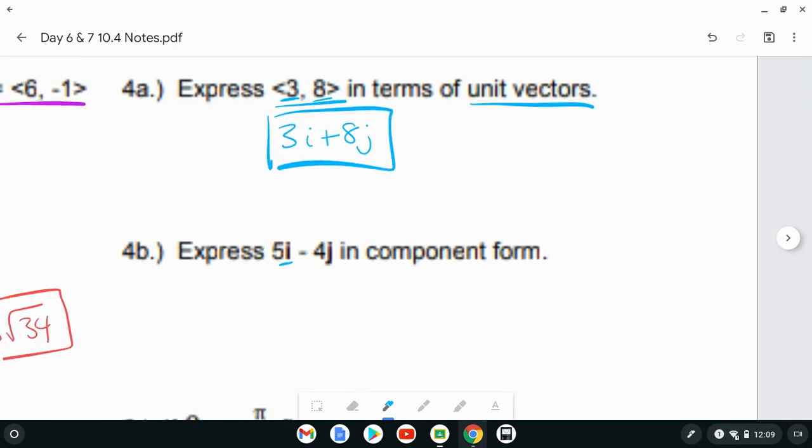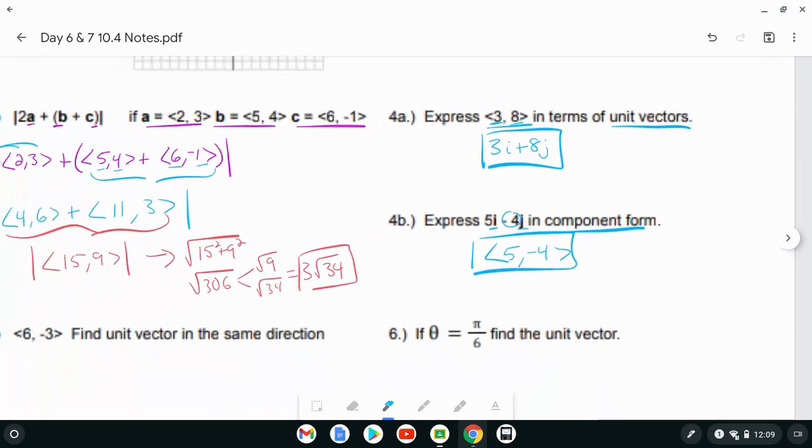Go in reverse. Here's our horizontal component. We're going to component form this time. So 5 is our horizontal component. -4 is our vertical component. Hey, look at that. We got component form. Nice.